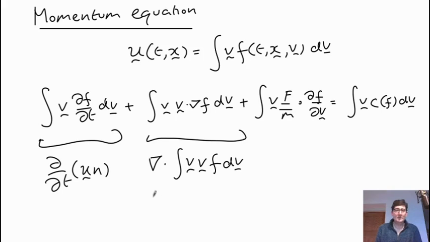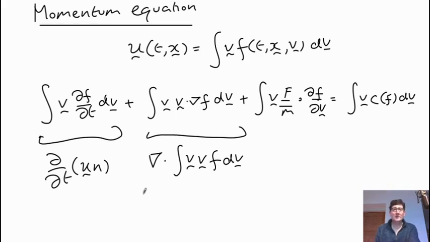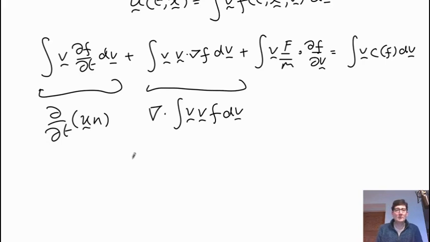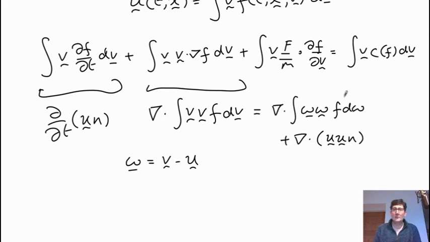We can then also write this in terms of relative velocity. So we can define a relative velocity w as the velocity minus the average velocity. So the average of w is now 0, and then we can write this in terms of an advection of momentum and a pressure tensor. So this term here gives us an advection of momentum. Here we have the pressure tensor.